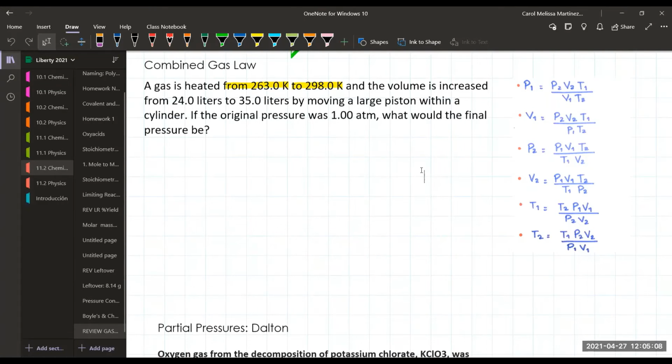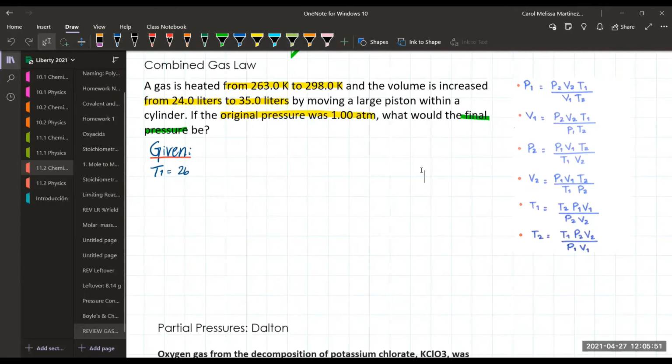298 Kelvin, and the volume is increased from 24 liters to 35 liters by moving a large piston within a cylinder. If the original pressure was 1 atm, 1 atmosphere, what would the final pressure be? So I'm asking you to find the final pressure. In the list of the givens, we just need to organize the data. The initial temperature is the one that is coming from, so it is 263 Kelvin.